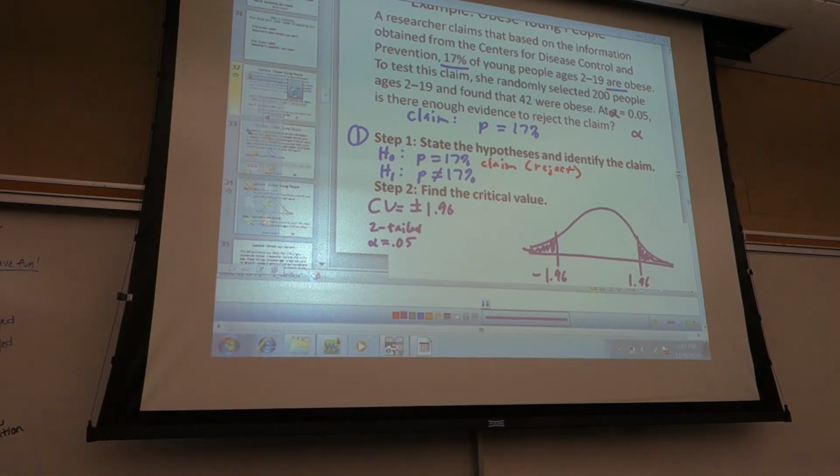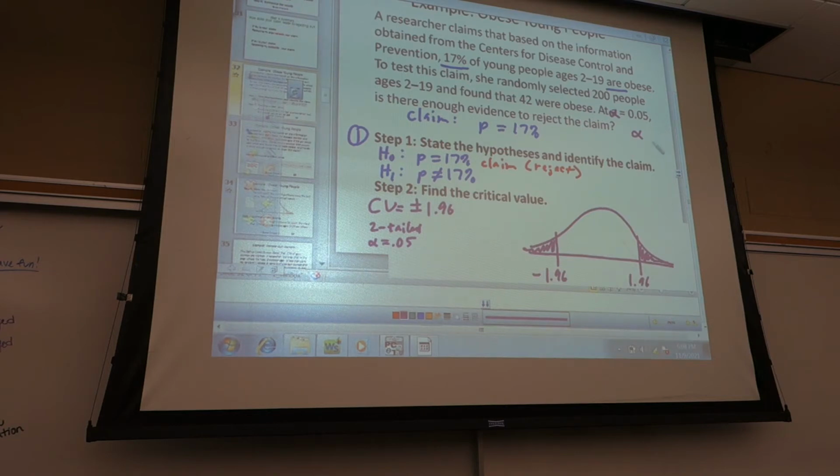Everyone think about what your P naught is. I'm going to call on somebody randomly. Check with your neighbors. What's my P naught? Zora, what's my P naught? 0.17. Good.